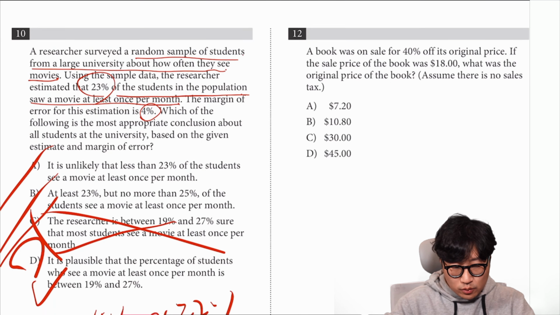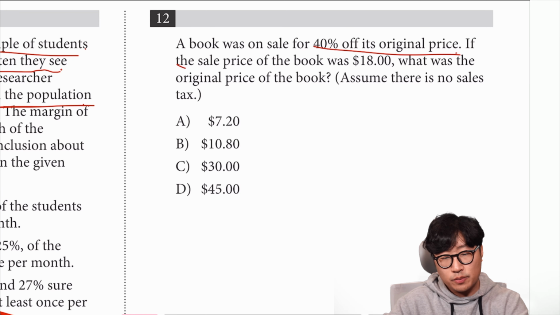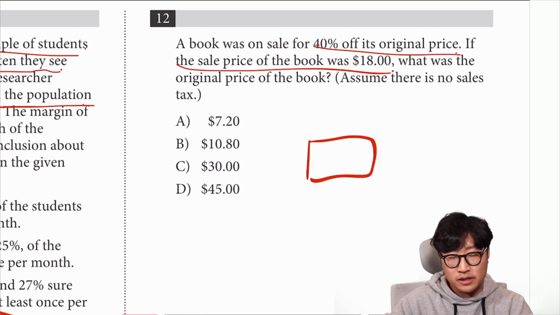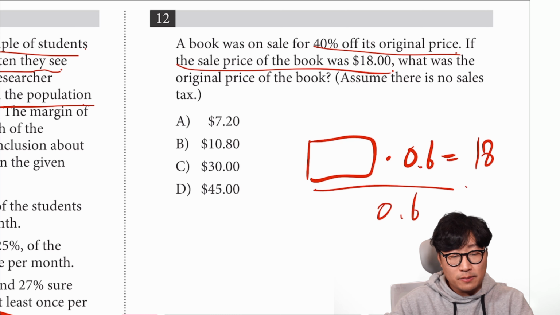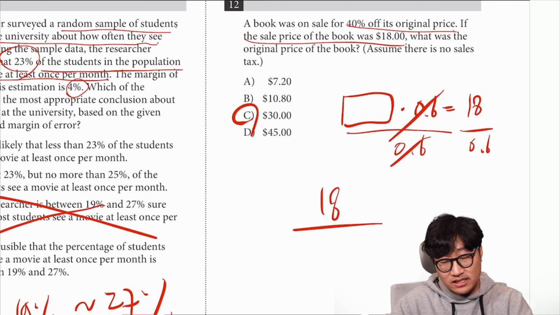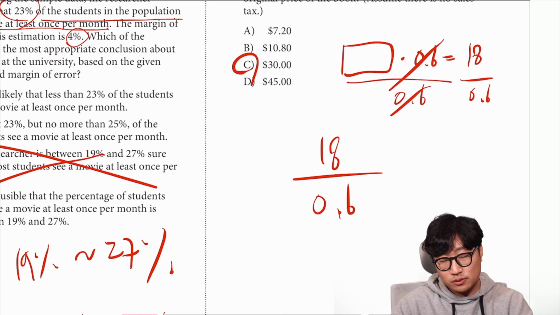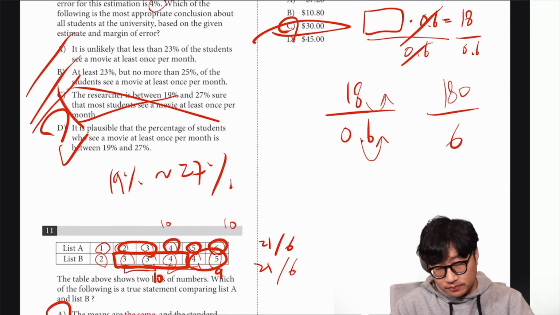All right, number 12. A book was on sale for 40% off its original price. So the sale price was $18. So whatever the original price was, you got 40% off, so multiply 0.6 on it, and that was $18. So what was the original price? Go ahead and divide by 0.6 on both sides, and that's going to give you $30. How did I do that fast? 18 divided by 0.6. Forget the decimals. Move one, so that'll be 180 divided by 6, which is 30.